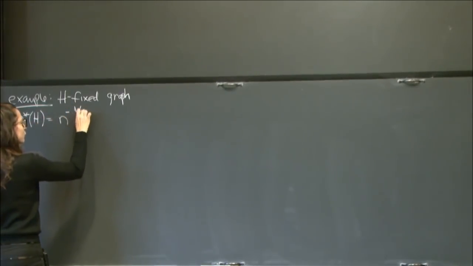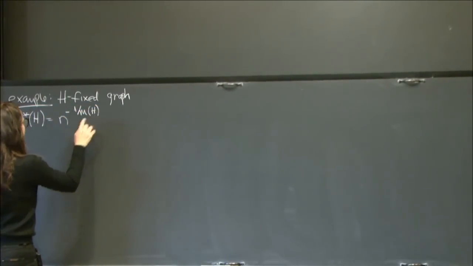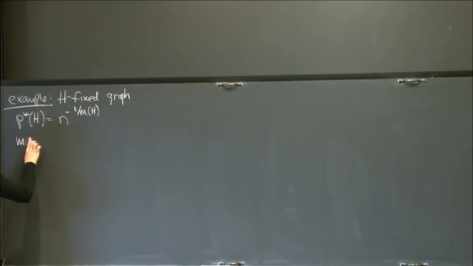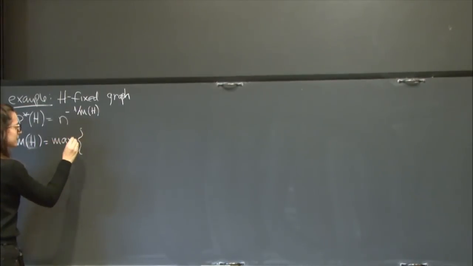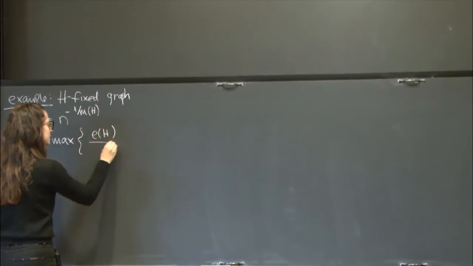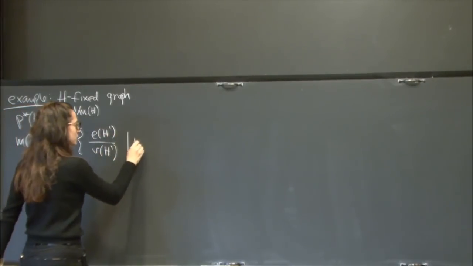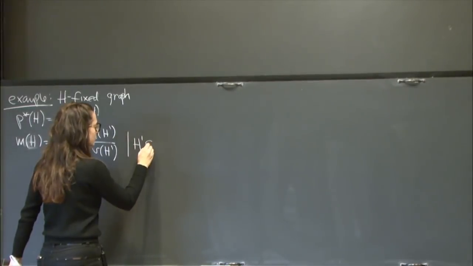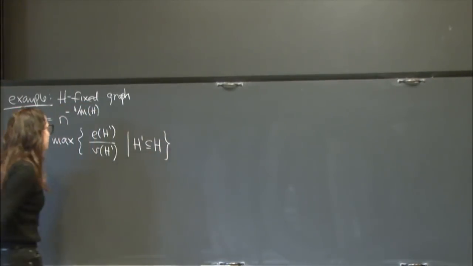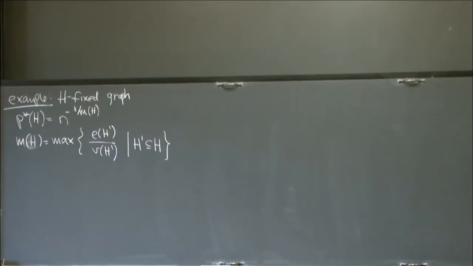n to the -1 over the maximum density of H, and by the maximum density, I mean we want to maximize the number of edges divided by the number of vertices, but we want to go over all subgraphs of H. Proper, yeah, all subgraphs of H, not necessarily proper. Okay, so if H is fixed, not depending on n, then we have the probability threshold for having a copy of H as a subgraph in G(n,p). Okay?